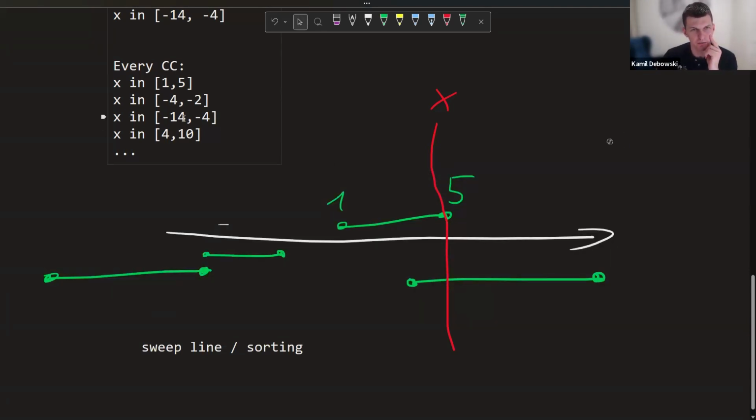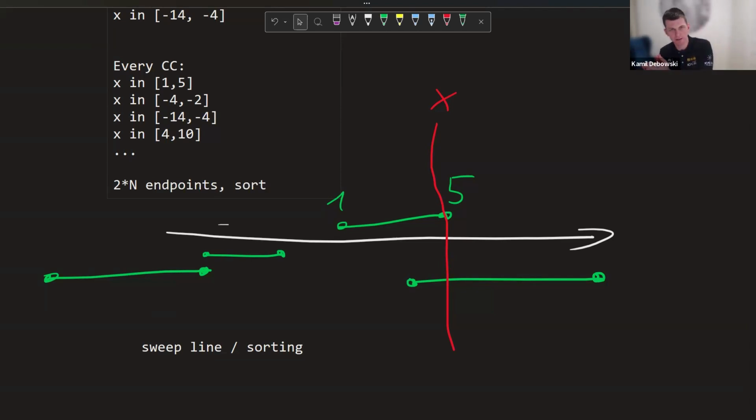So I would collect every event, every value, like minus 14, minus 4, and so on. So if there are, let's say, n nodes in connected component, then I would collect all 2 times n values or endpoints. I would sort them, so I would have them from left to right. And in this order, I would iterate. At every start, we do +1. At every end, we do -1. And always the current value is the current number of ranges that are active, number of ranges that include the current x.